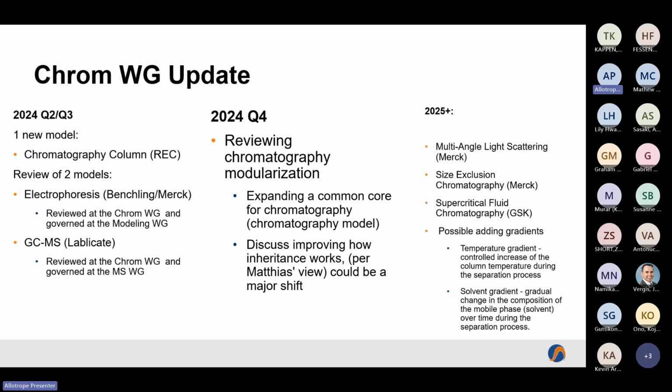So again, 2025, we're looking at, I think, adding MALS as a detector to chromatography. We're also looking at size exclusion, supercritical fluid, and we're looking at gradients. So one of the things that we opted out of including in the original scope of chromatography models was the gradient tables. The primary focus was interpreting the data, and the decision at the time was that gradient tables, whilst useful, didn't contribute enough to be worth including in the structure.